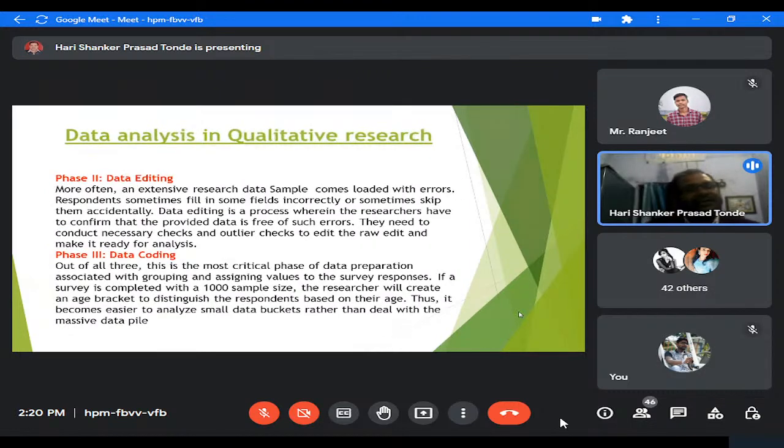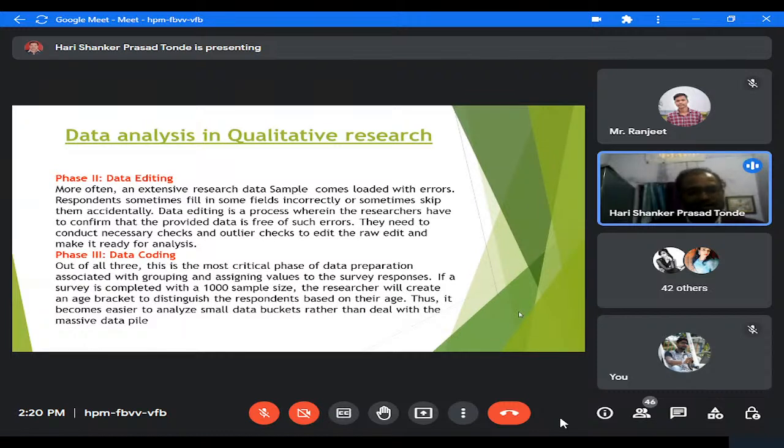Second phase is the data editing. Once you have validated your data, then now the data is to be edited. This is very important. Why? More often an extensive research data sample comes loaded with errors. The respondents sometimes fill in some fields incorrectly, or sometimes skip them accidentally, so particular data editing is necessary. Data editing is a process wherein the researchers have to confirm that the provided data is free of such errors. Third phase is the data coding.